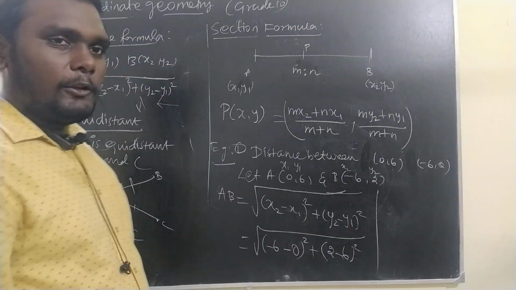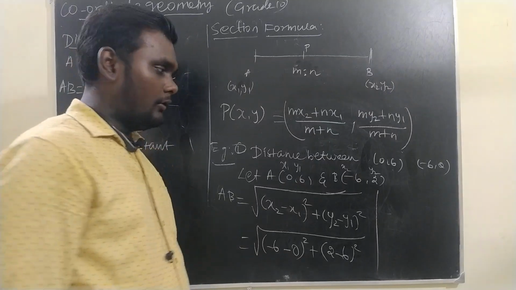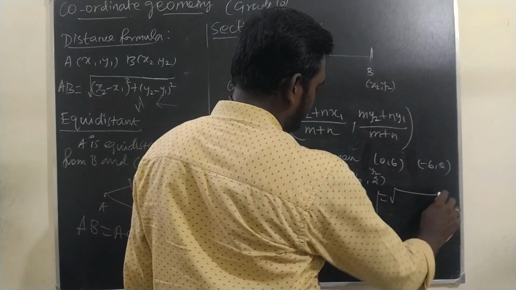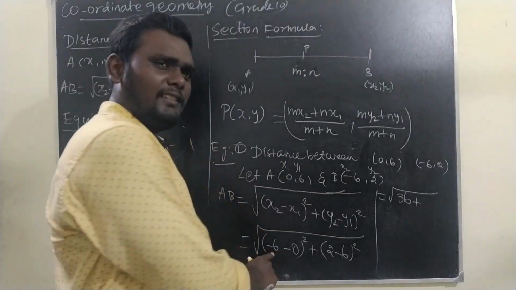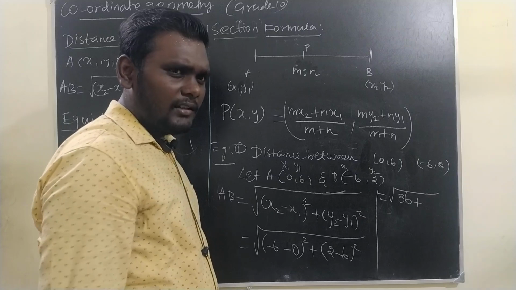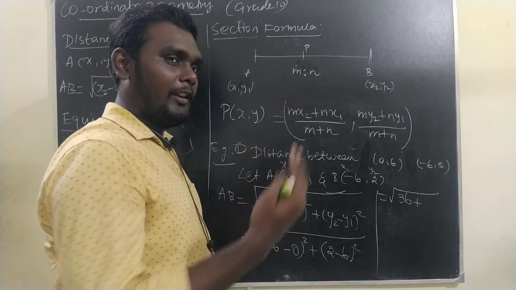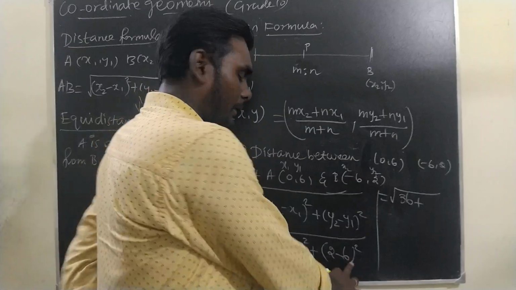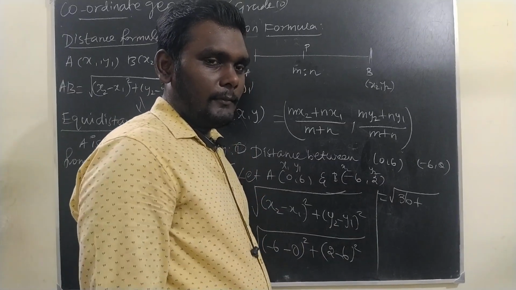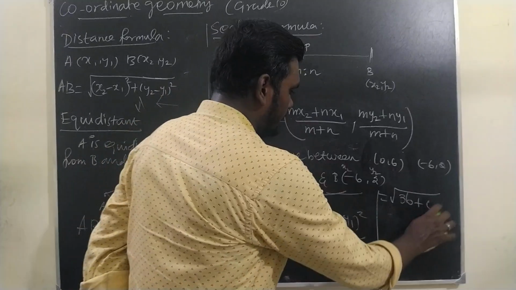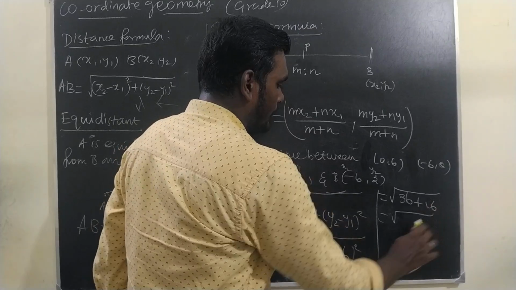Now minus 6 minus 0, how much? 0. Good, 36. Plus here, minus 6. Isn't it minus 36? No. When you square it, minus will vanish. So, minus 4 whole square is 16. Now, this is how much? Square root of 52.